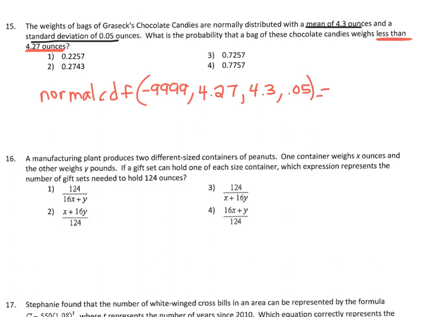Okay, so I'm plugging this in my calculator, and when I do, I wind up getting 0.2743. So that's going to be choice 2.